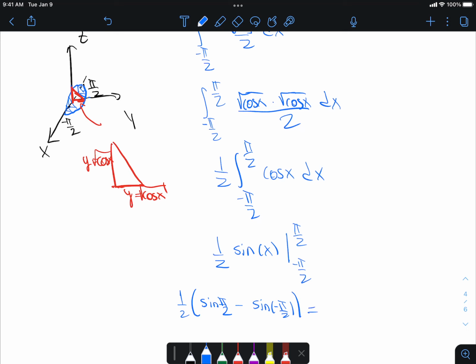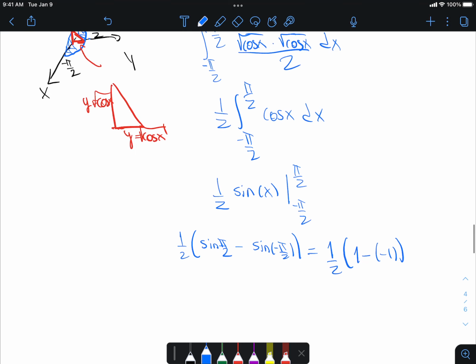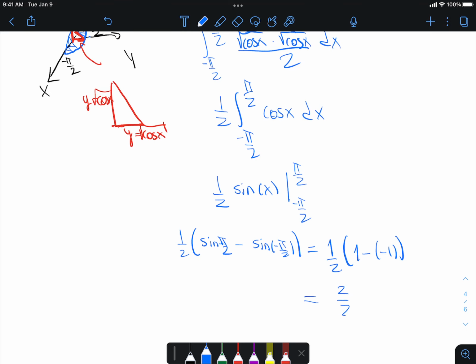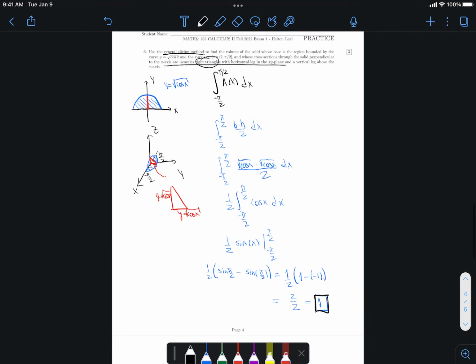So that is 1/2 times 1 minus minus 1. So that is 2 over 2. So the final answer here is 1. See, finding the answer is not really the cool part. The interesting thing is to be able to show clearly how you got the answer. And that's what I want to see in a test.